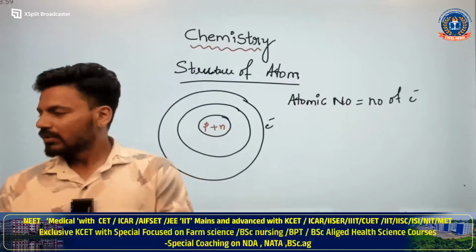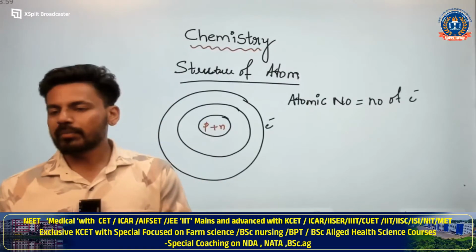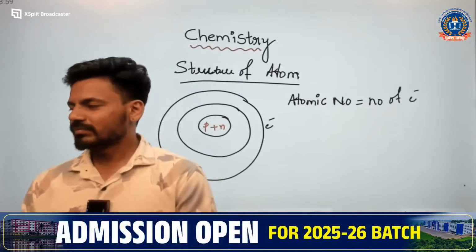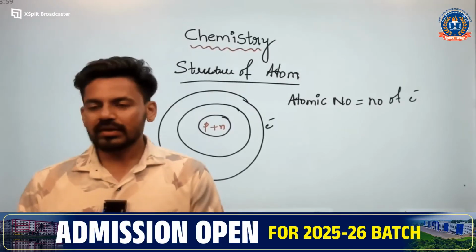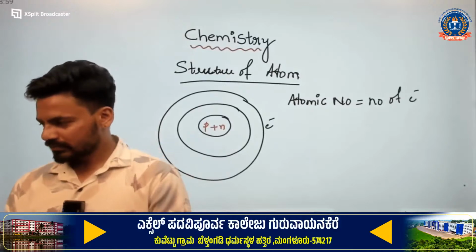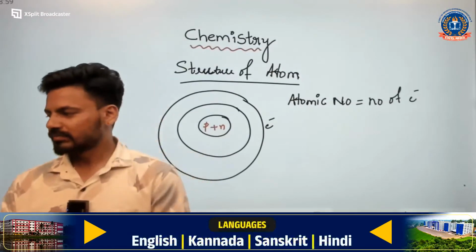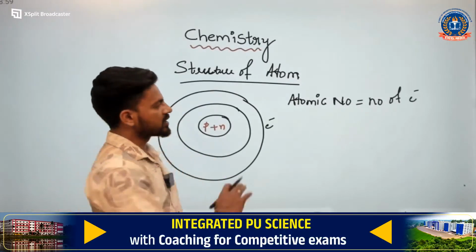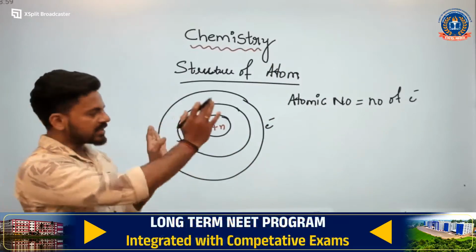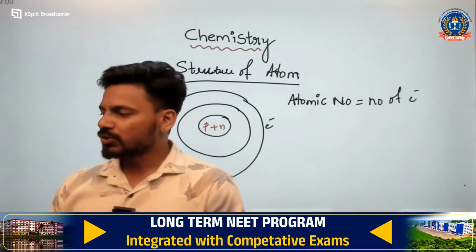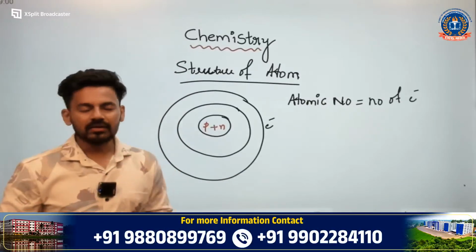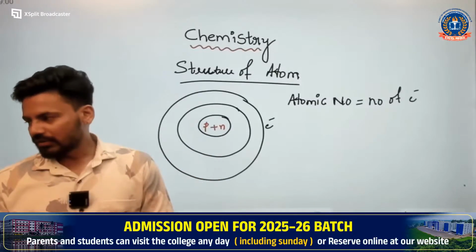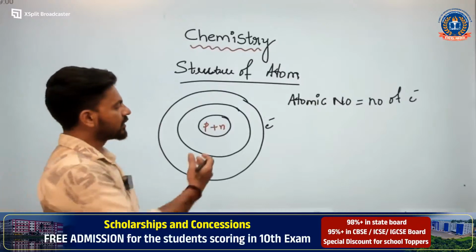Can anybody tell me why? What is the reason the number of electrons is equal to the number of protons? Please give me the answer. Neutral, Abhay, very good. Because the atom is electrically neutral, correct? The number of positive charges should be equal to the negative charges. Yes, stability, exactly. The number of electrons should be equal to the number of protons, then only the atom will get stability.